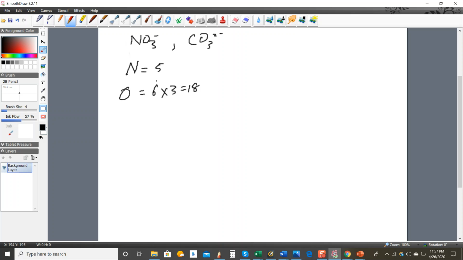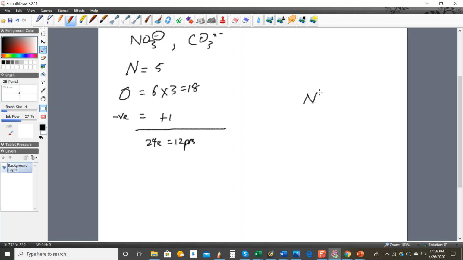Now, here is where there's a difference between what we did before and what we need to do now. We have to take into account the fact that we have a negative charge. So for every negative charge, we add 1 electron, all right? And that will be added to the total. So in this case, you're going to have 24 electrons total, and that will equal 12 pairs, all right? So we do like what we did before.